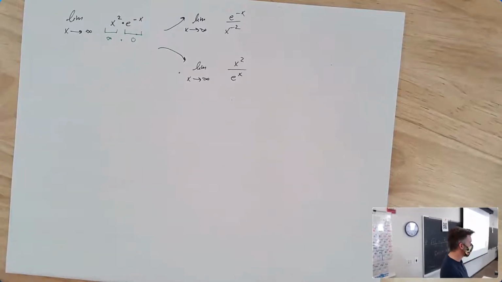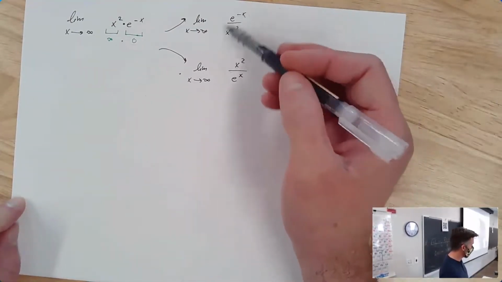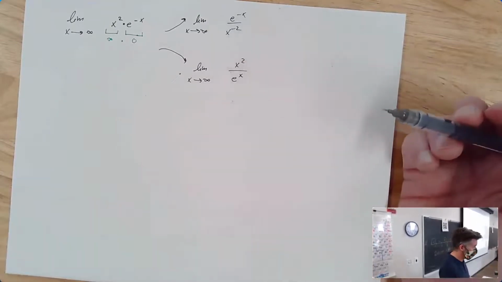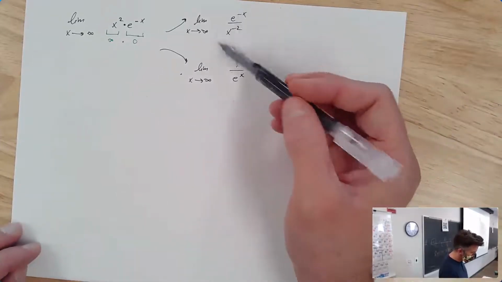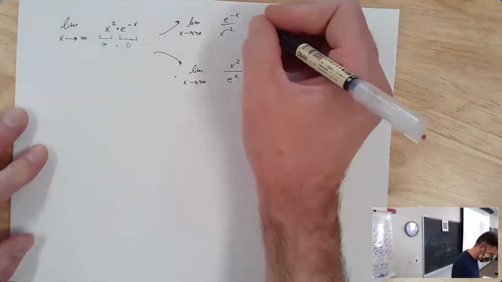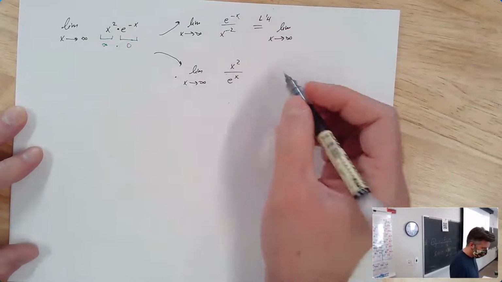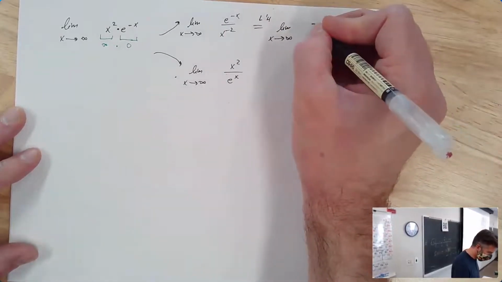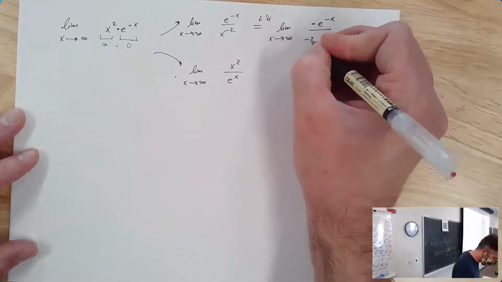Which of these is better? The question really is, which one is eventually going to have things work if you keep applying L'Hopital's rule? This one here is an infinity over infinity. This one over here is a 0 over 0. They're both perfectly fine as far as L'Hopital's rule is concerned. But here's the difference. This top one, if you apply L'Hopital's rule, let's see what happens. So I'm going to get the derivative of e to the negative x, which is negative e to the negative x. And the derivative of x to the negative second is negative 2x to the negative third.